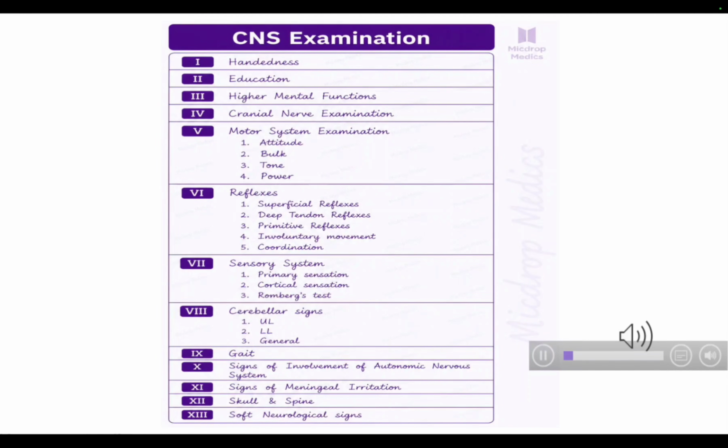Before you touch a patient, you need a system. Our CNS proforma is broken down into 13 distinct pillars, ranging from basic demographics to complex motor, sensory, and autonomic checks. If you memorize this order, you will never feel lost at the bedside. Let's start with step number 1.